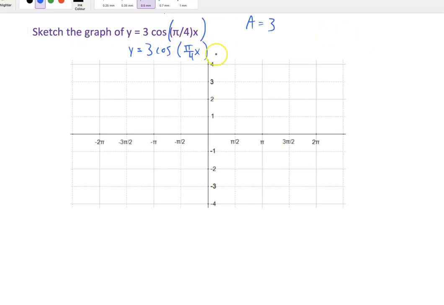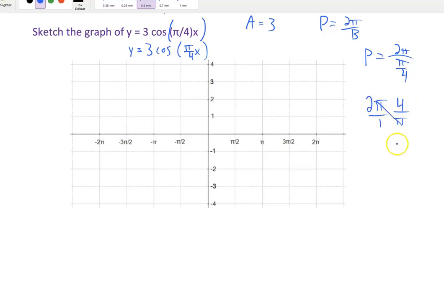Anywho, all right, what's my period? This is my B value, so let's write that out. Period equals 2 pi over B. Let's fill it in. Period equals 2 pi over, I'm saying my B is pi over 4. All right, well, that certainly looks yucky. Let's multiply by its reciprocal, so 2 pi times 4 over pi, and maybe put a 1 over here to see those a little more clearly.